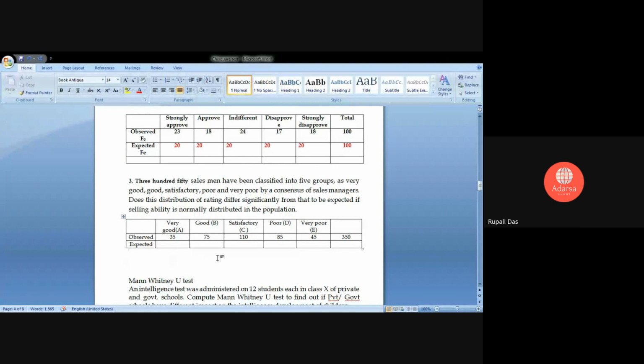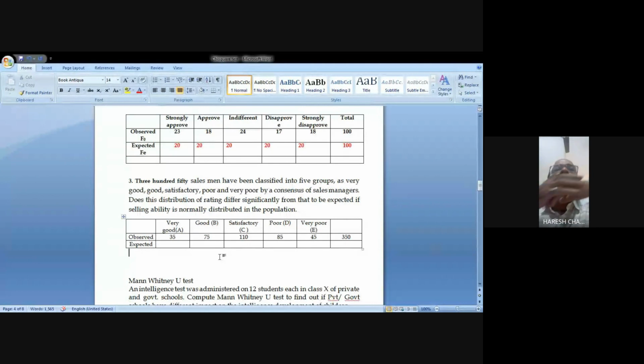Just know this much: in the normal probability curve, in the baseline the Z value is placed having Z value as 0 in the middle and -3 towards the left end and +3 towards the right end.